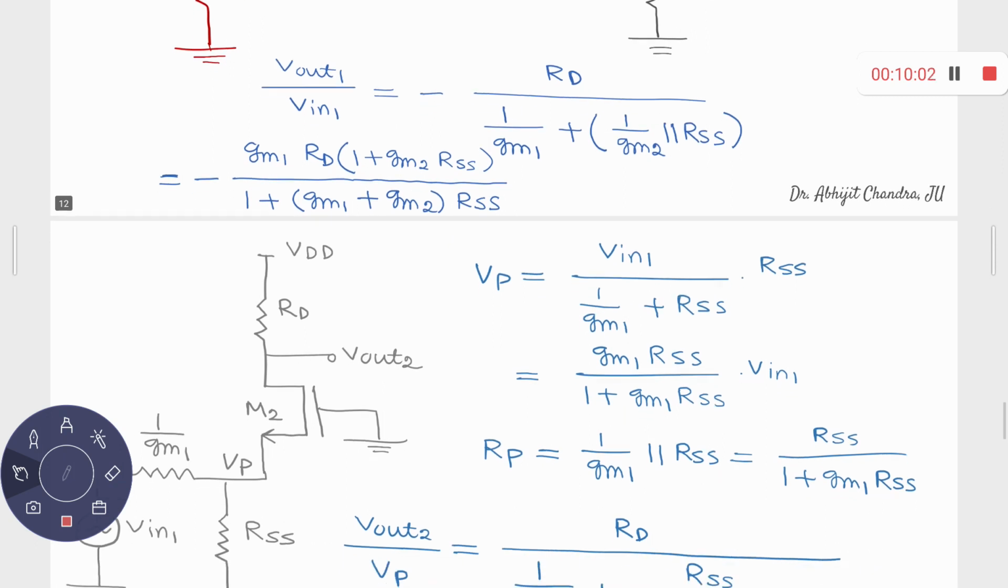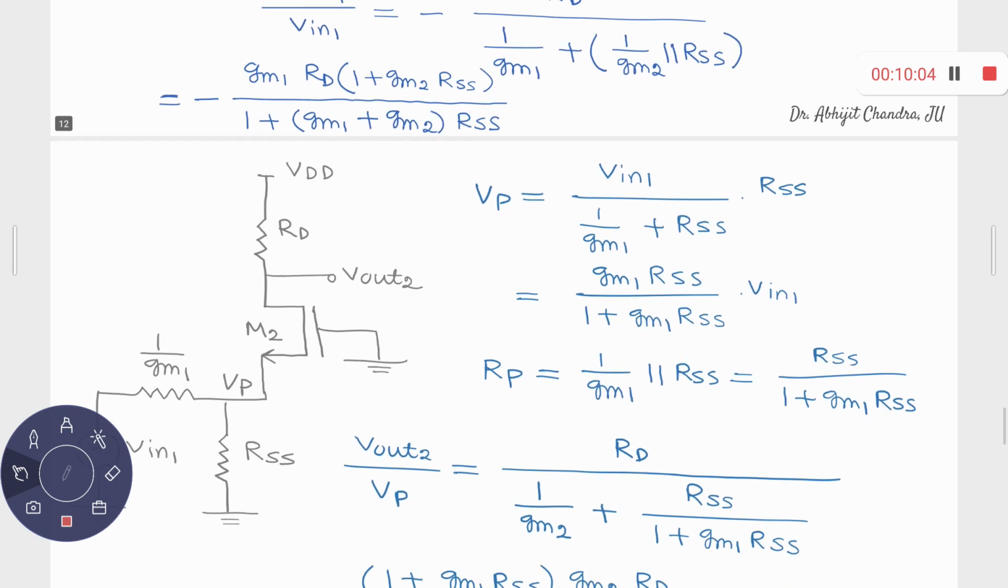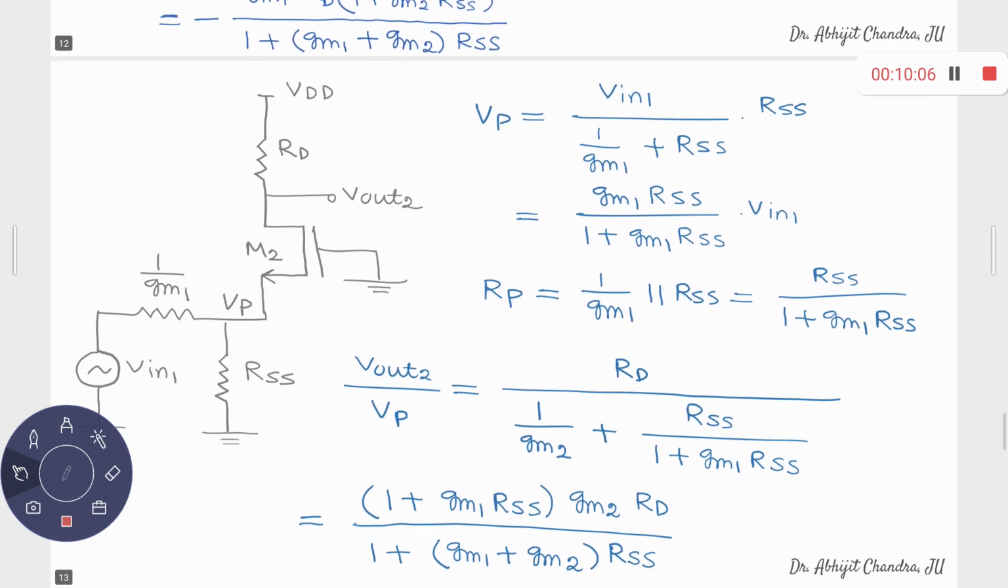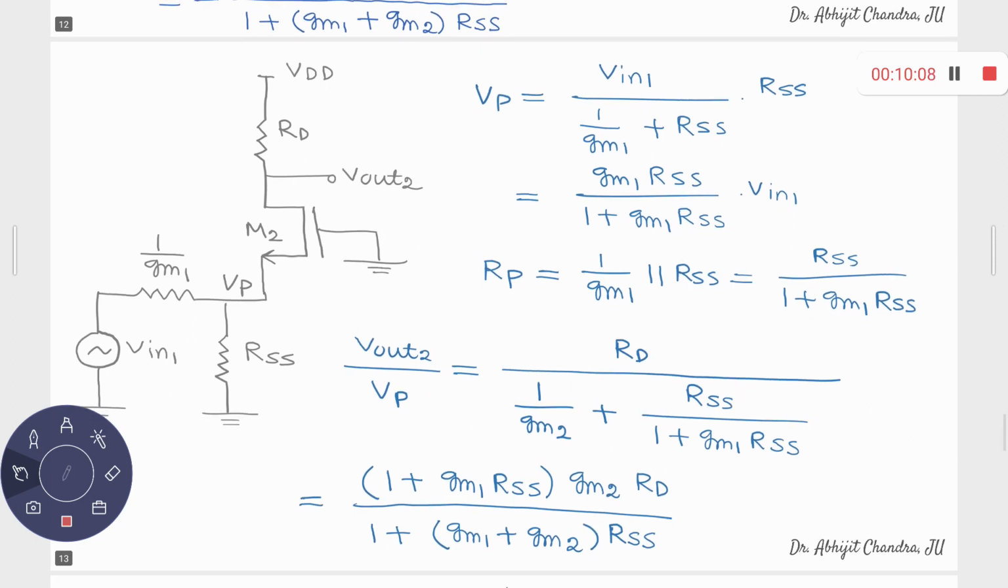Now we will be finding out V out 2 upon V in 1, right? So what is the formula? Last time it was almost the same circuit. The only difference is that last time you don't have this RSS over here because that was infinite. So we have this Thevenin equivalent model, V in 1, 1 upon GM1, and this RSS was absent. It was an infinite resistance, so open circuit basically.